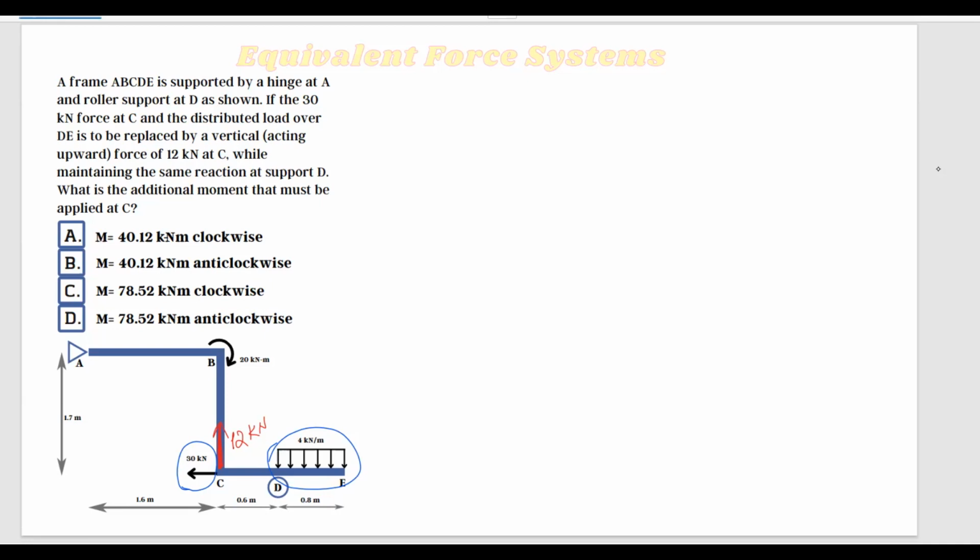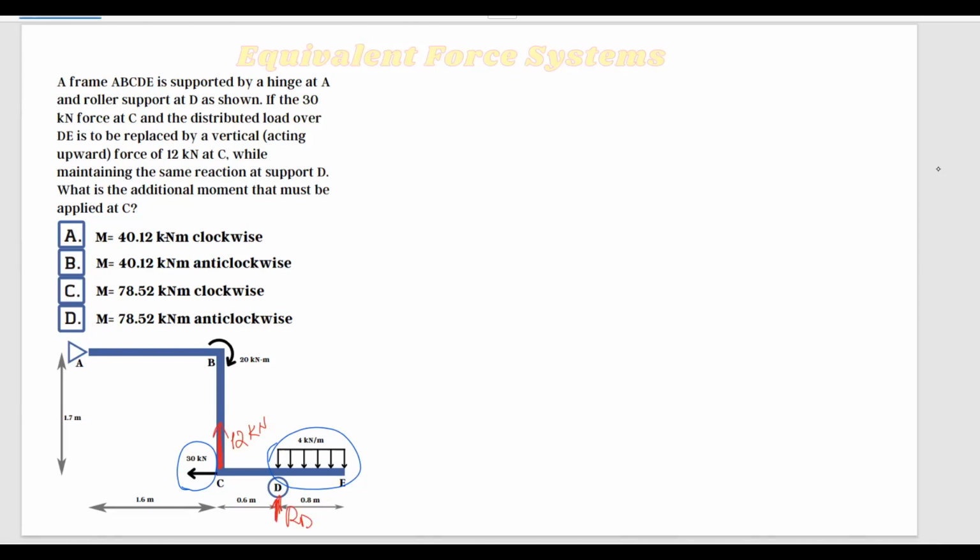It's a lot of information all at once, but we're going to take it step by step. What I did last time, in order to solve this, was take the moment about point A without calculating the reactions, because we are told in the problem that while we're doing all these changes, the reaction at D is the same. I can show it up here. I'm going to say reaction at D.